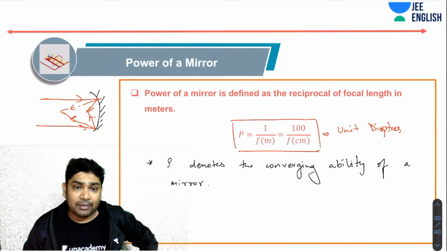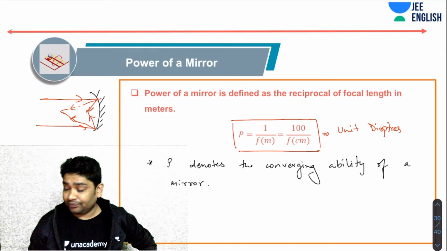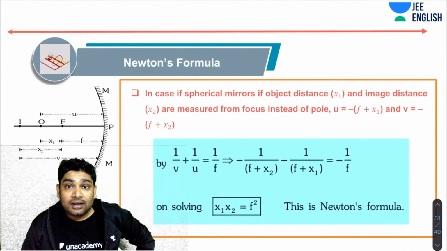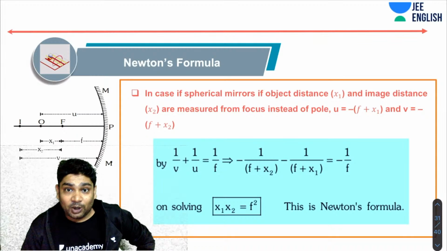Okay, or denoted with capital D. That is the SI unit, diopter. Now, we will also talk about Newton's formula.